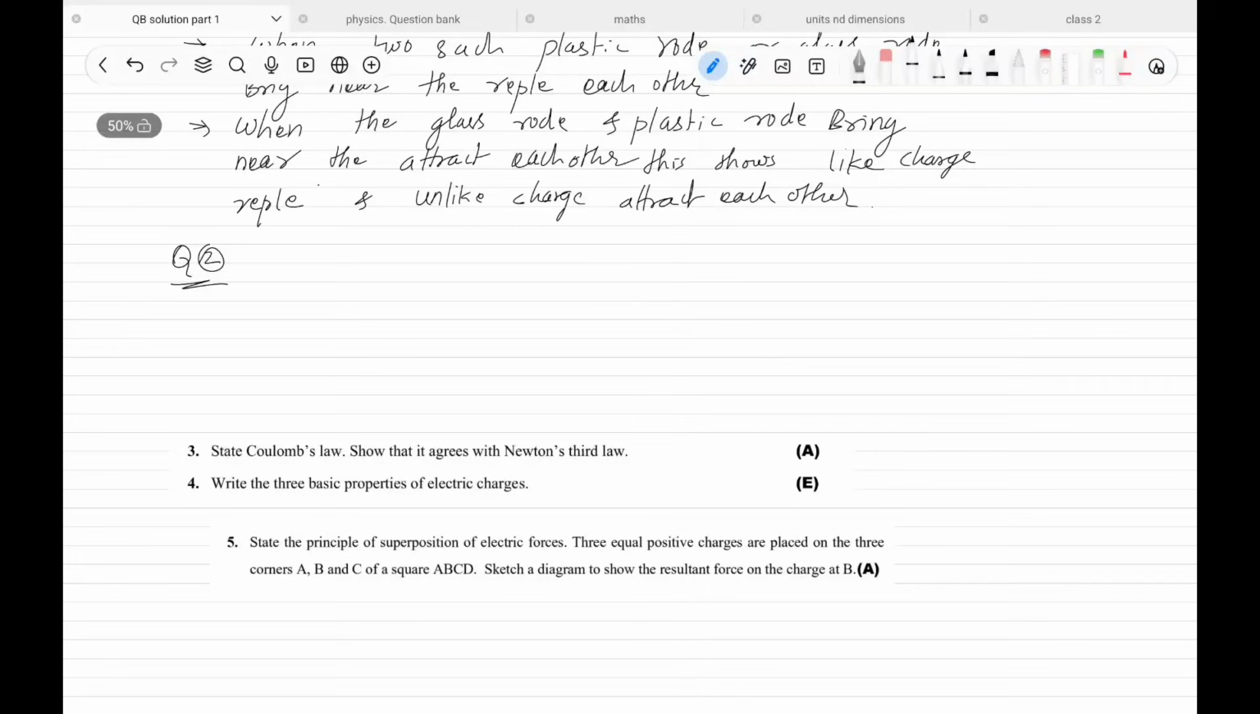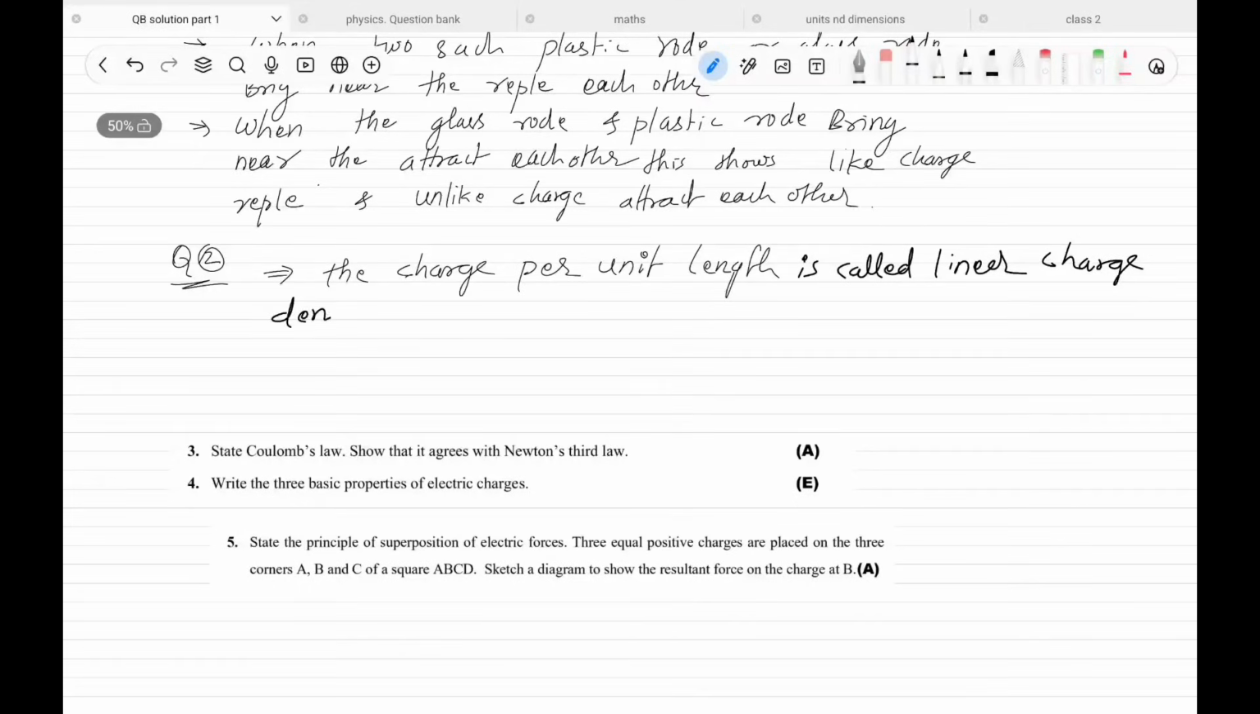Linear charge density is the charge per unit length. It is given by lambda. Lambda is equal to Q divided by L, and the SI unit is coulomb per meter.